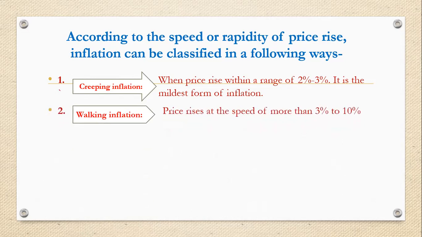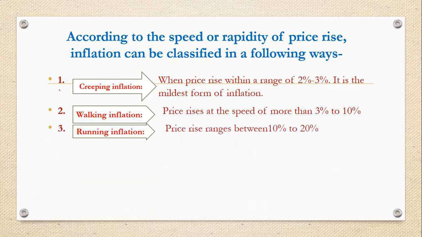Then what is walking inflation? When prices rise at a speed of more than 3% up to 10%. Okay, when prices rise more than creeping inflation, between 3 to 10%, then we call it walking inflation. That means the rate of inflation is more than creeping inflation here, so it is called walking inflation. Then third is running inflation. What is running inflation? When prices rise between 10% to 20%. This is called running inflation. That is, per annum prices are rising at the rate of 10% to 20%.